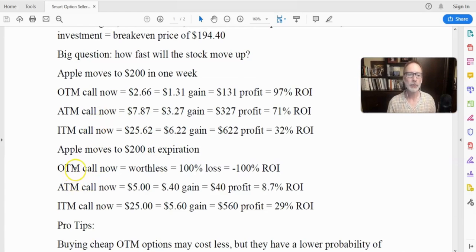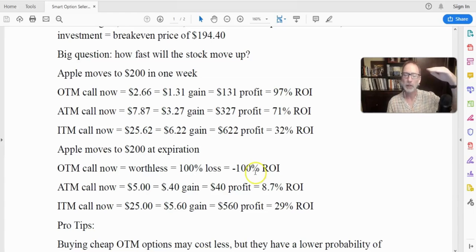When Apple moves to $200 at the end of expiration, this out-of-the-money call, the 205 call, is going to expire worthless. You needed it to get up to $206, but Apple finished at $200 at expiration. So you're going to have a 100% loss with the out-of-the-money call, which obviously is a negative 100% return on investment.